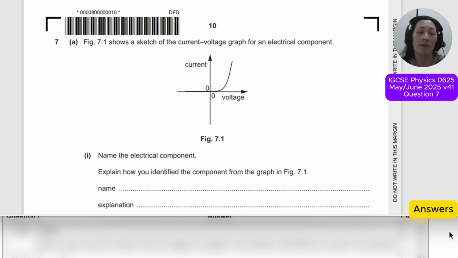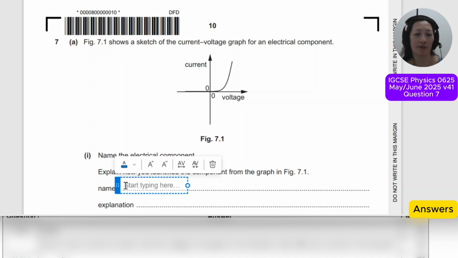Question 7. Figure 7.1 shows a sketch of the current voltage graph for an electrical component. 1. Name the electrical component. Explain how you identify the component from the graph in figure 7.1. So this is the graph, and you should be able to recognize the graph quite easily. This graph is quite obviously the current voltage graph for a diode. So that's the answer we're going to write here.